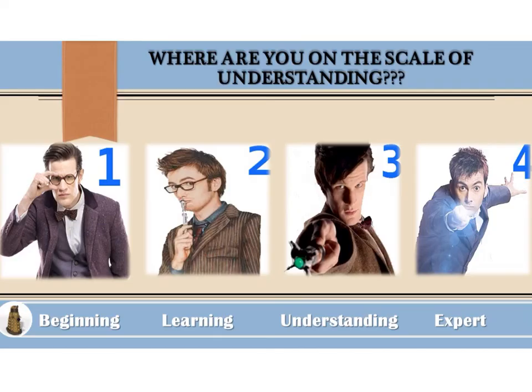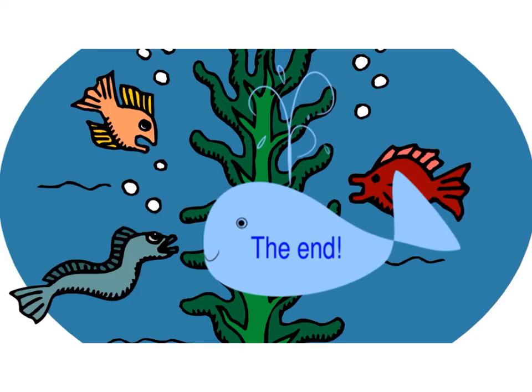Okay, you should be done with your 6 practice problems. Where are you on the scale of understanding now? Are you at beginning, learning, understanding, or are you an expert at this? Get ready to do your IXL lesson. Make sure you get a 90 or better. Good luck. And that's the end of this lesson.